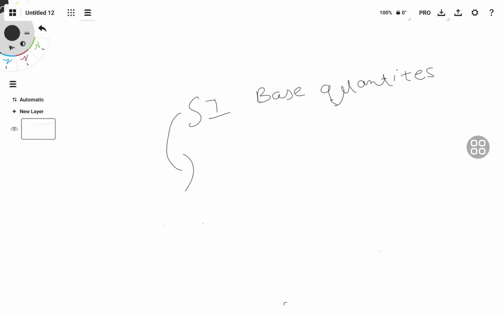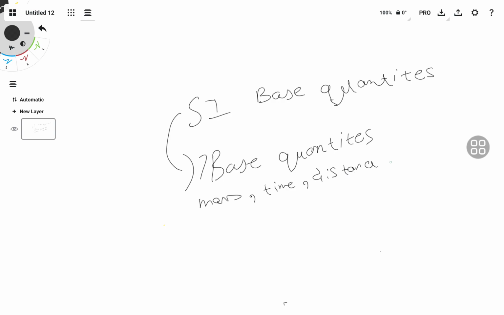We have seven base quantities: mass, time, distance, Kelvin, Candela, charge, and mole. All other quantities in the world are based upon these quantities.